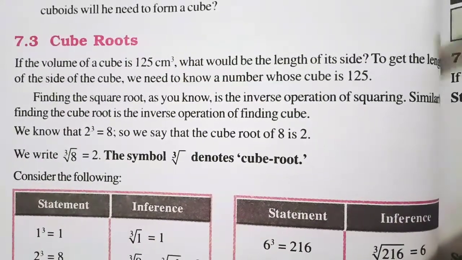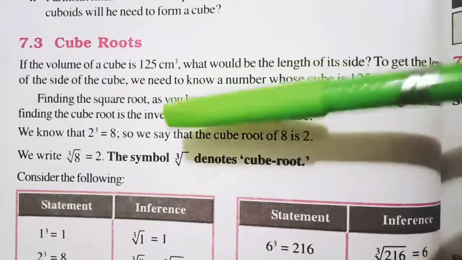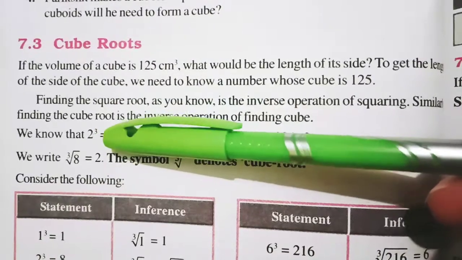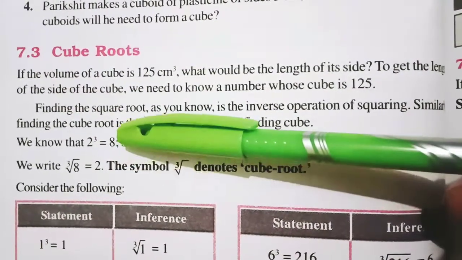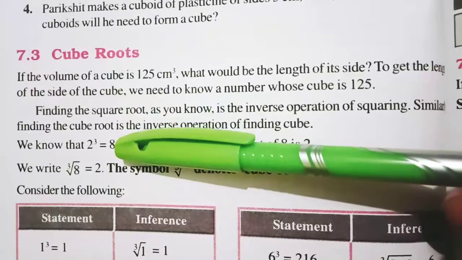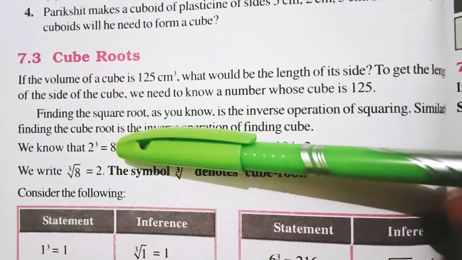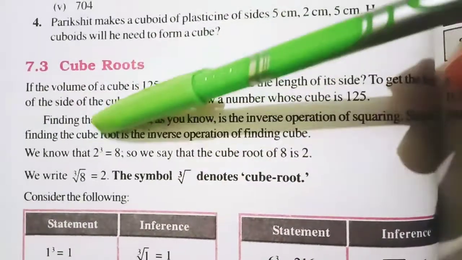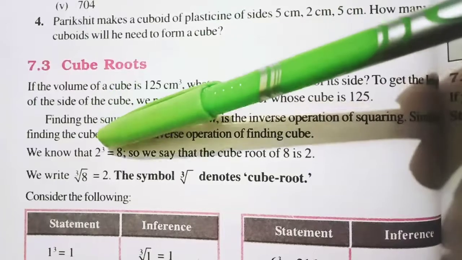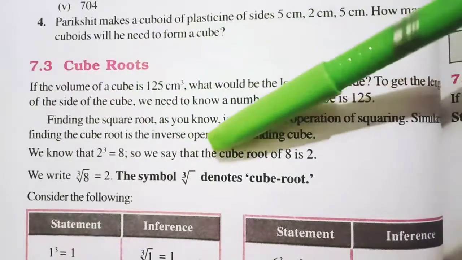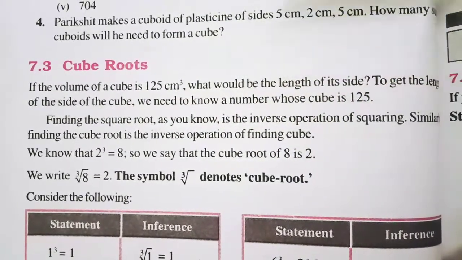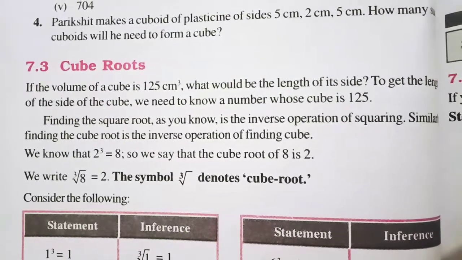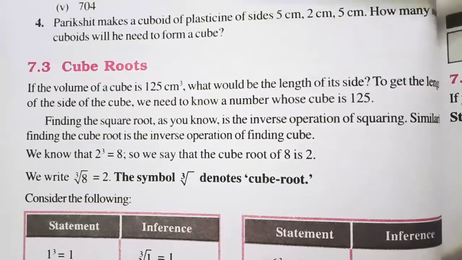So here some examples are given. You can see 2 to the power 3. You know that 2 cube is 8, so 8 is the perfect cube. From which number is 8 coming? 8 is coming from the number 2. So 2 is the cube root of 8. We say that the cube root of 8 is 2. So the number from which the perfect cube is coming, that is the cube root.